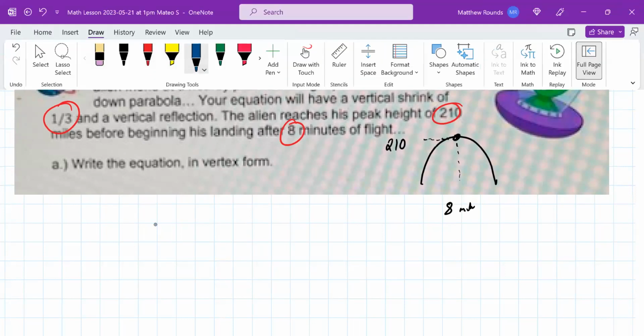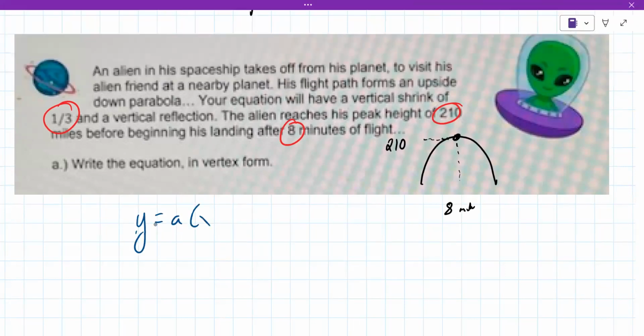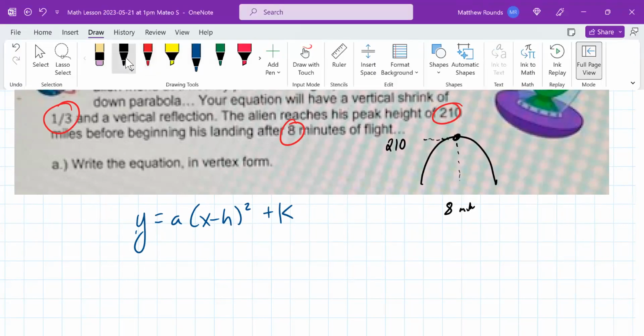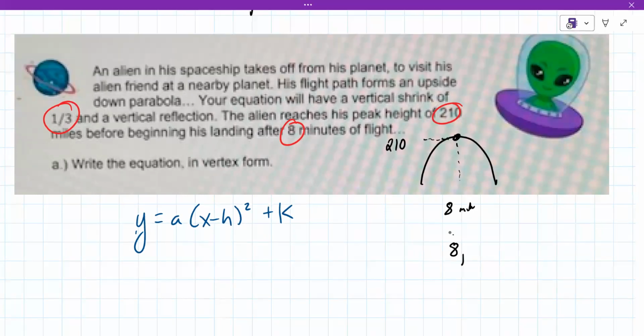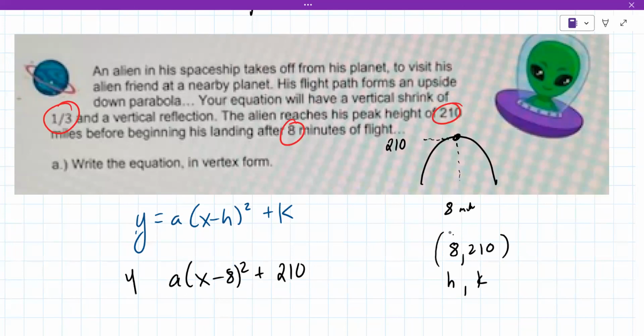So we wrote this down in the last problem. y equals a times (x minus h) squared plus k. And we see that the vertex is 8, 210. 8, got it. In the middle. Right there, yeah. So now that's the value of h, that's the value of k. All right, so vertex form.